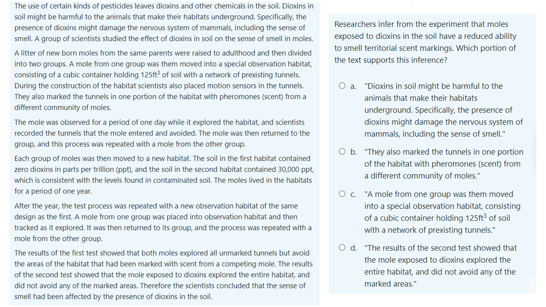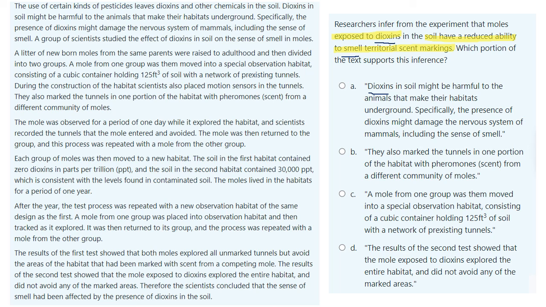Researchers infer from the experiment that moles exposed to dioxins in the soil have a reduced ability to smell territorial scent markings. So if they are exposed to dioxins, they have a reduced ability to smell. Which portion of the text supports this inference? So we need something about dioxins, and we need something about the sense of smell. So A, we have dioxins.